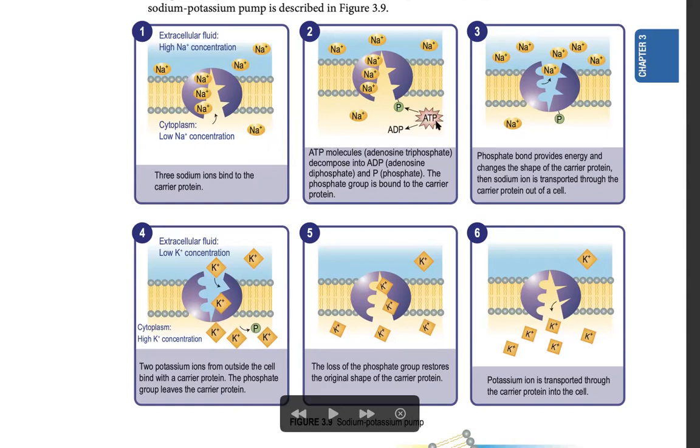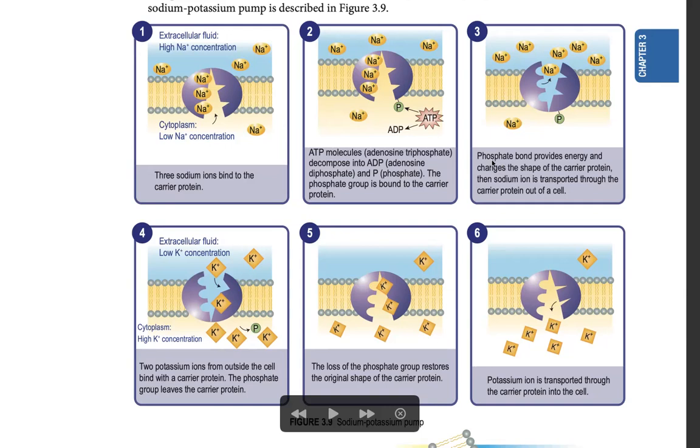So this ATP energy will go nearby to the carrier protein. So apa ATP energy tu buat? ATP molecule will break. Dia akan pecah kepada ADP dengan P. Okay, so ATP energy ni dia akan berpecah jadi 2, ADP dengan P. So apa terjadi? Phosphate group ni dia akan bound to the carrier protein. Dia akan melekat dekat carrier protein.